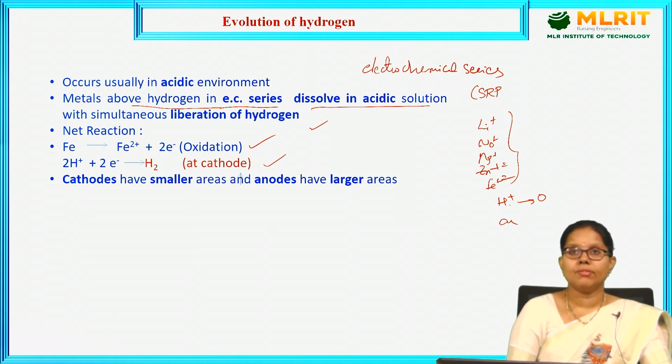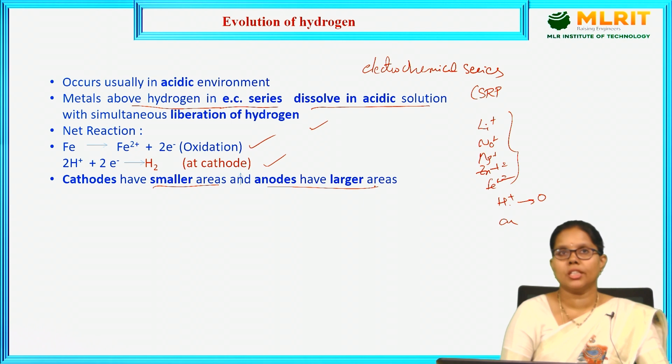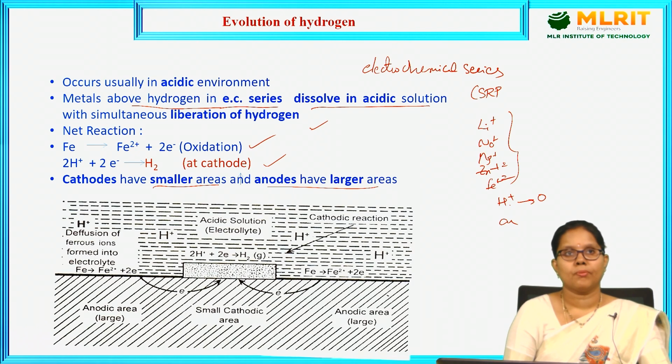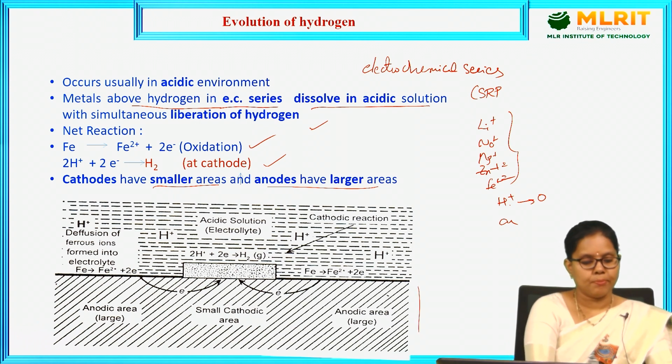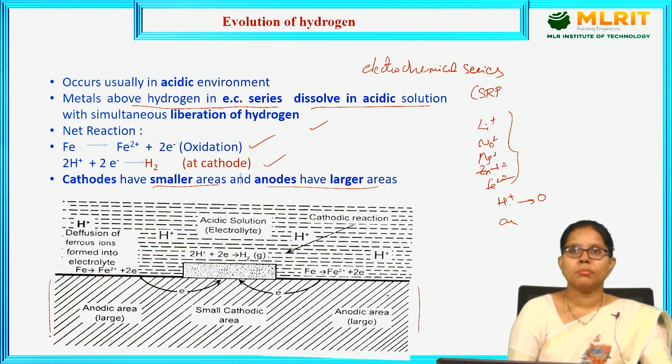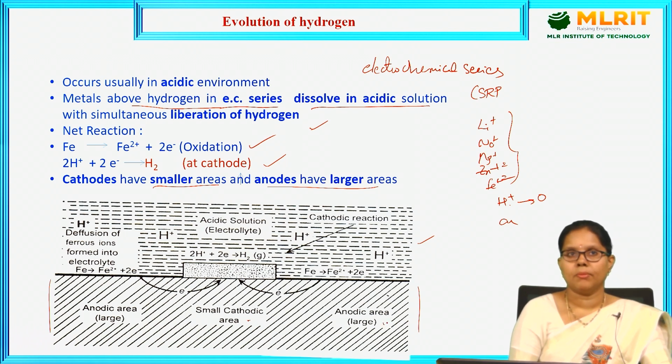This is the case where the cathode has a smaller area and the anode has a larger area. Let us take an example. This is a pictorial diagram. Let us take this as a metal placed in an acidic solution. This has a small cathodic area and a large anodic area.